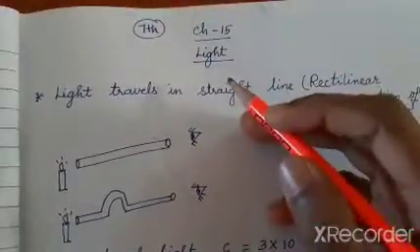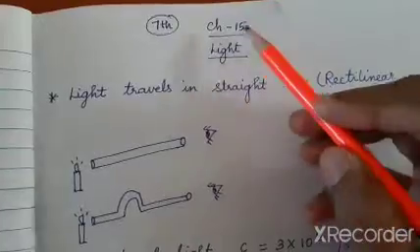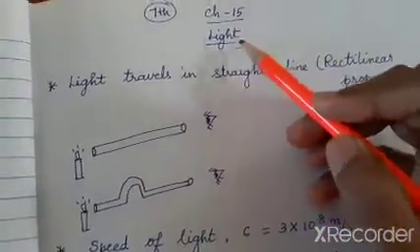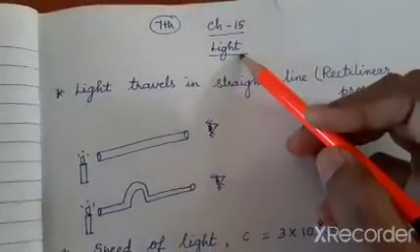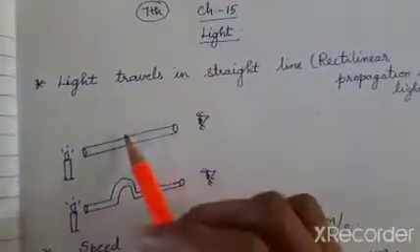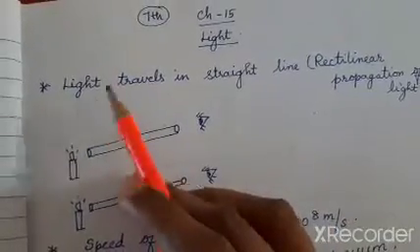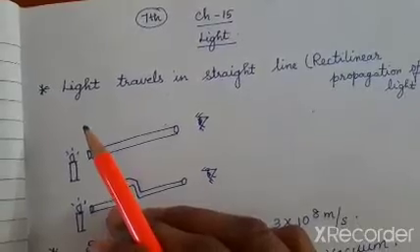Good morning, children. Today we are going to see a new chapter in physics, chapter 15, light. This chapter we have already seen the basics in grade 6. So, first let us recall that. The properties of light. Why do we need light?